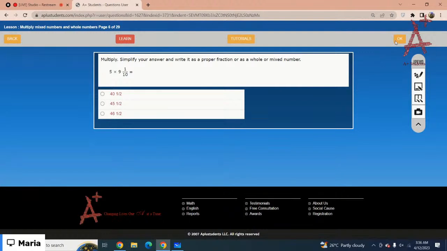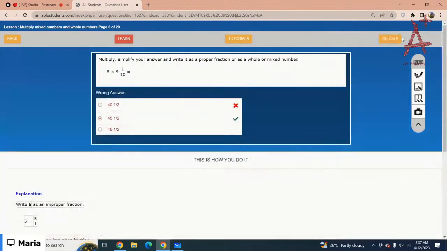Ten times 9 is 90, and 90 plus 1 is 91 over 10. My correct option is 40 whole 1 over 2. Got it? Oh, 90 divided by 2 is 45. It would be 45 whole 1 over 2. Got it? I guessed the wrong answer.